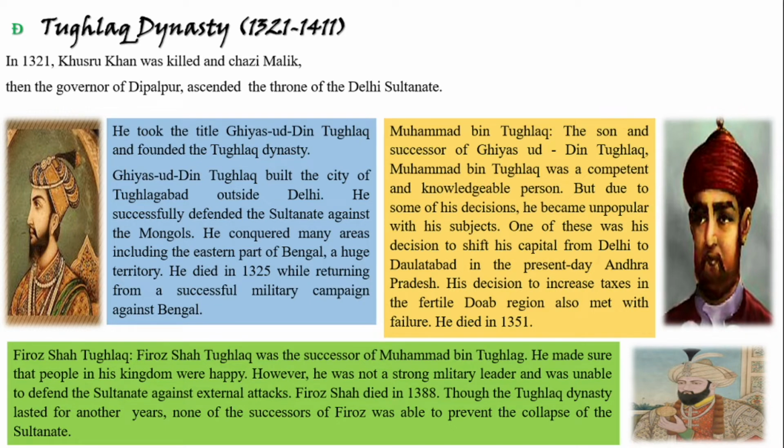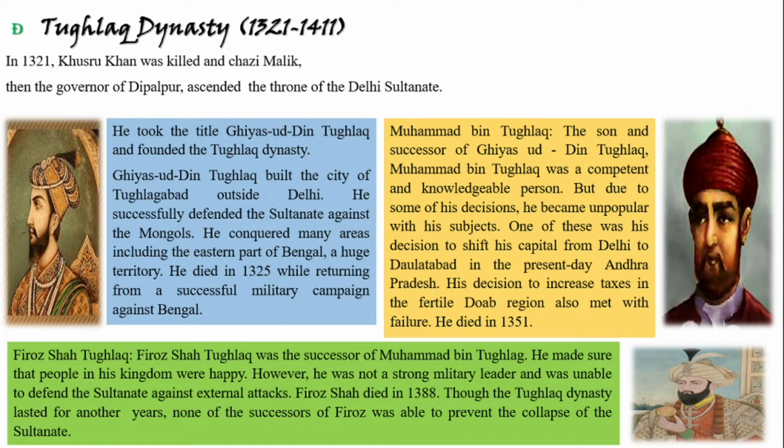Ghiyas-ud-Din Tughlaq built the city of Tughlaqabad outside Delhi. He successfully defended the Sultanate against the Mongols, and he conquered many areas, including the eastern part of Bengal, a huge territory. He died in 1325 while returning from the successful military campaign against Bengal.